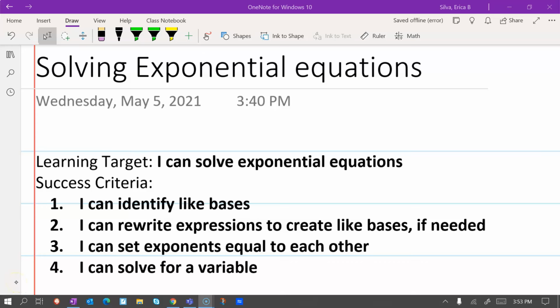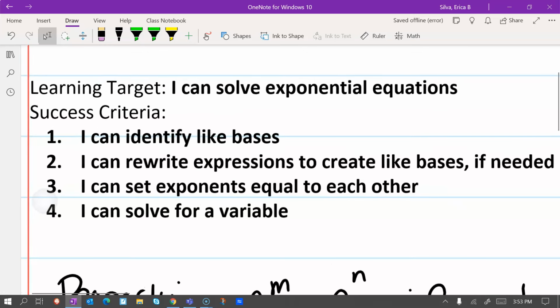For this lesson, we will be solving exponential equations. So our learning target is that I can solve exponential equations. In order to be successful, we need to be able to identify like bases, rewrite expressions to create like bases if needed, set exponents equal to each other, and then solve for the variable.